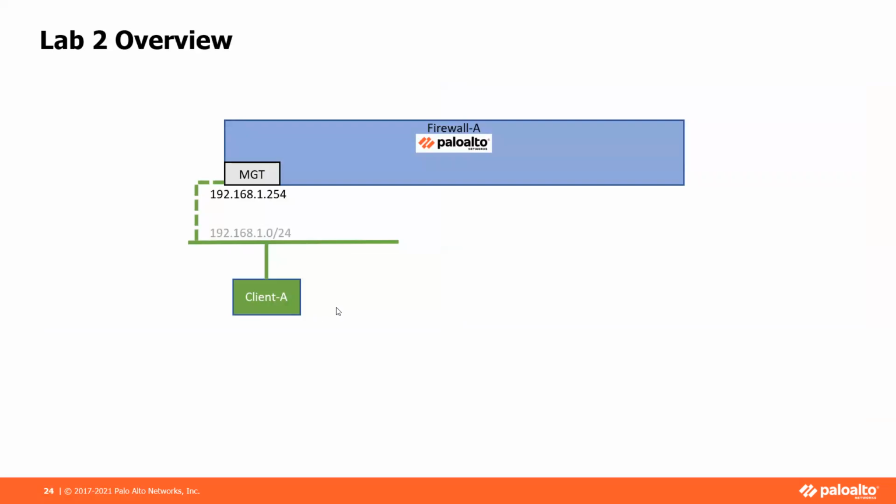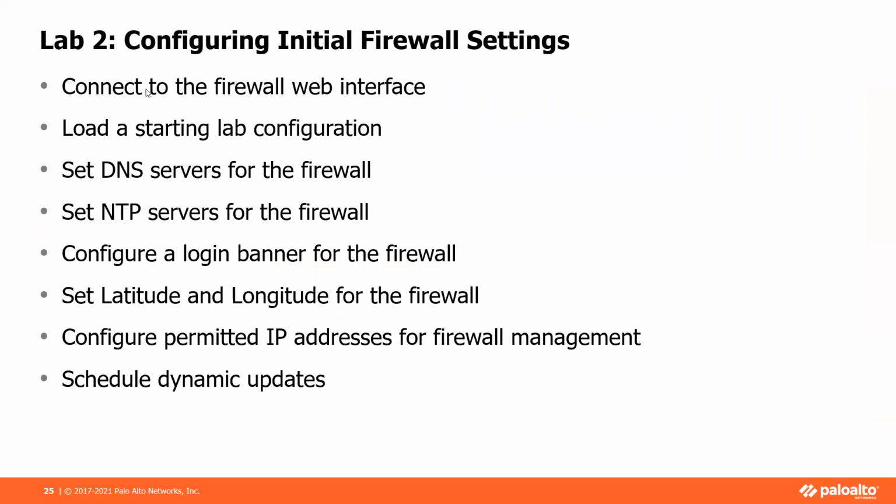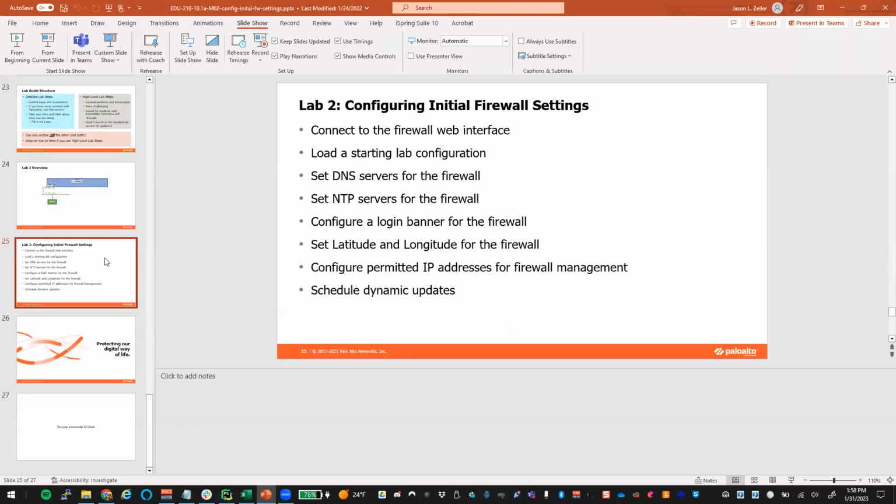All right. So again, within this first lab, we are going to use our client virtual machine and connect out to the management port on our virtual machine. From there, we're going to connect to the web interface, set up a lab configuration, set up the DNS, the NTP, the login banner, latitude, etc., and schedule those dynamic updates. All right. Let's go.